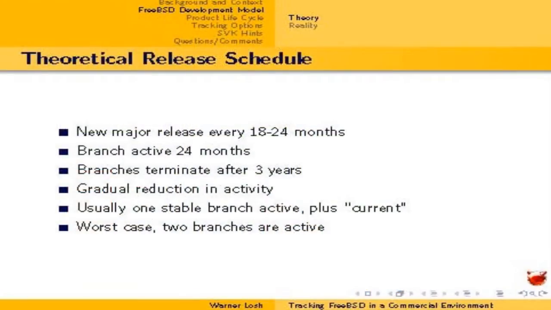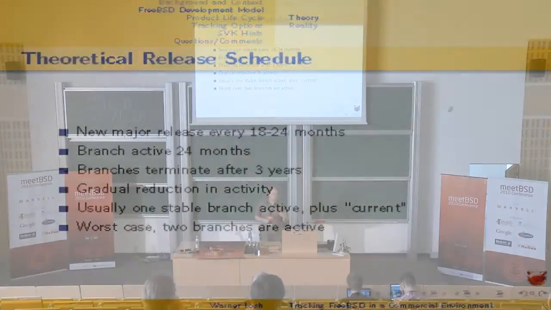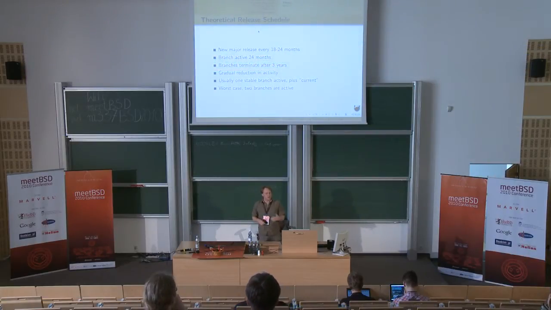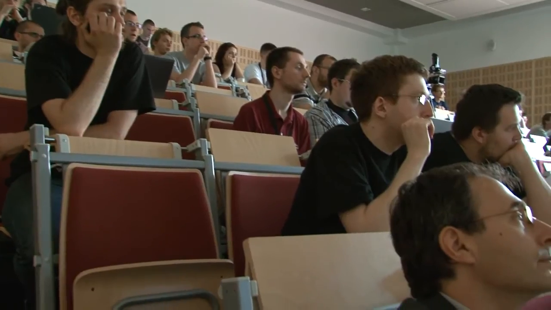How often do we have releases in the project? Well, in theory, we have them every 18 to 24 months, with each branch being active for about 2 years. For releases, their branches tend to be active for about a year after their last release, still getting bug fixes, although there's a gradual reduction in the number and size of the fixes that go into branches as the branch nears its end of life.